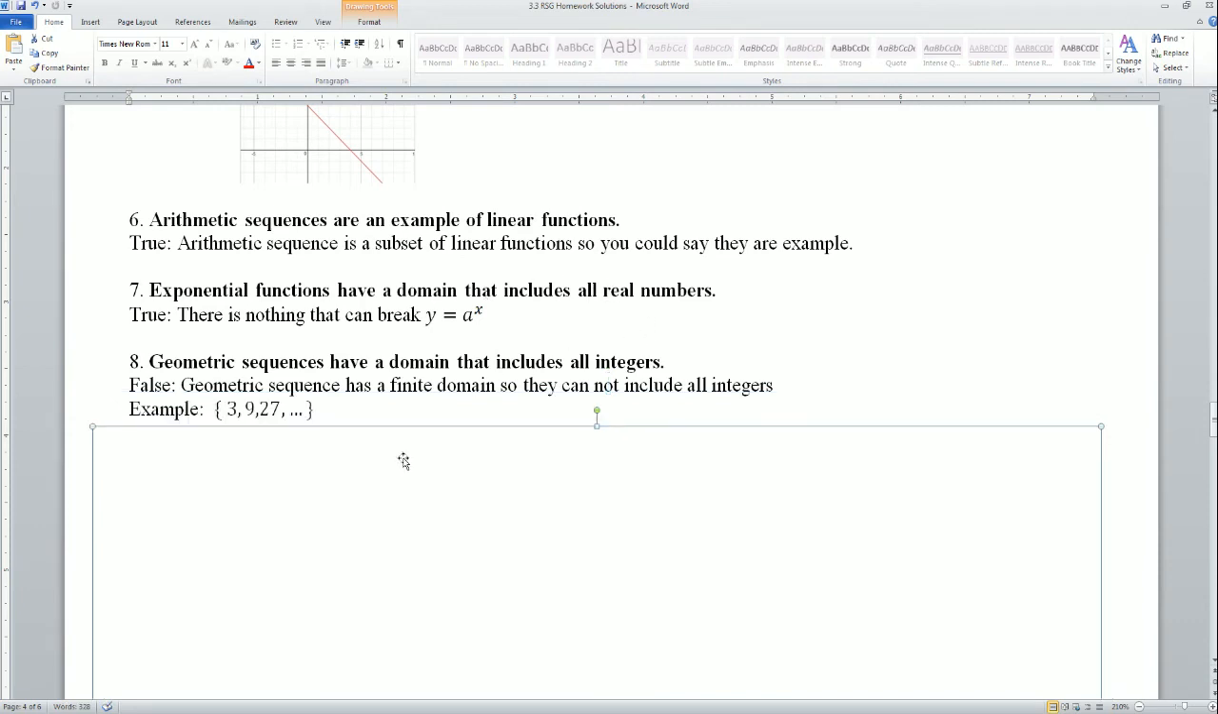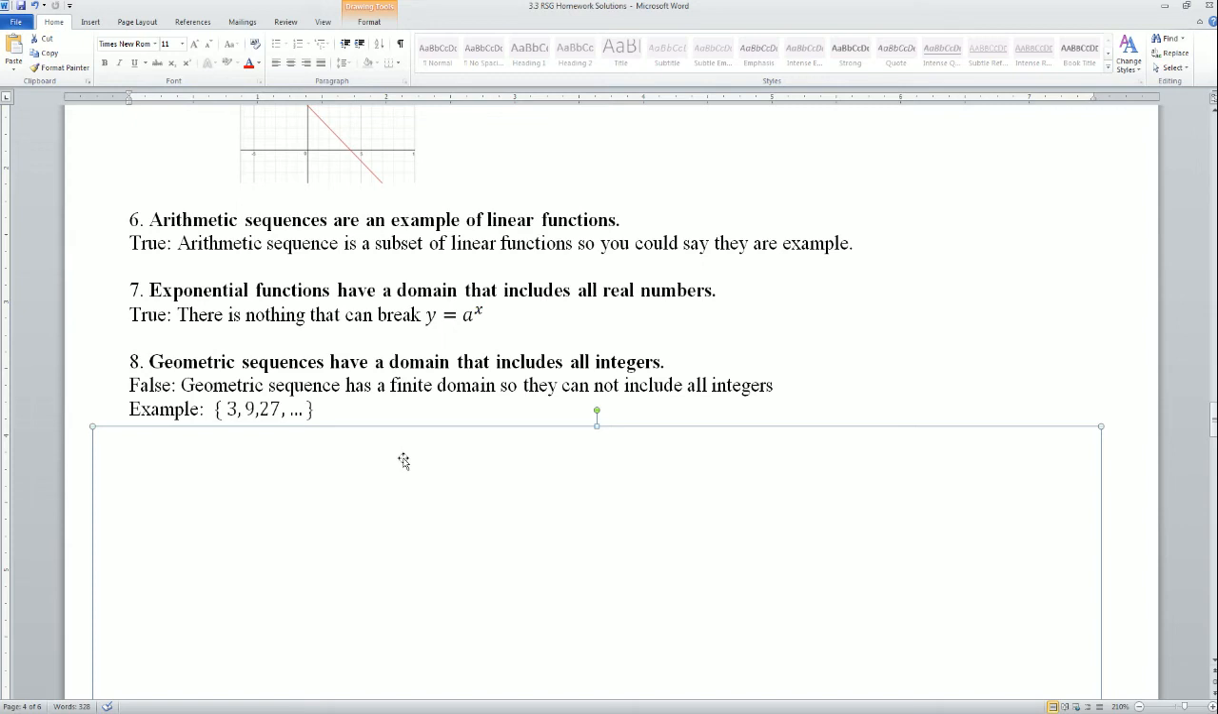8. A geometric sequence has a domain that includes all integers. Again, this is wrong. Sequences do not contain all integers, right? Let me show you one. 3, 9, 27 is a geometric sequence, and it doesn't contain 4, 5, 6, or 8.